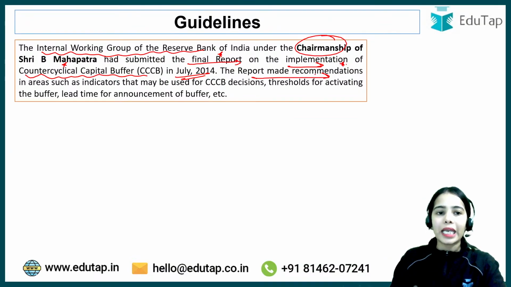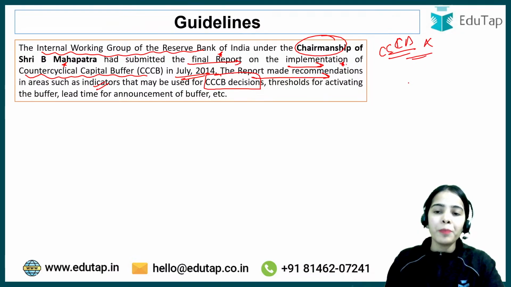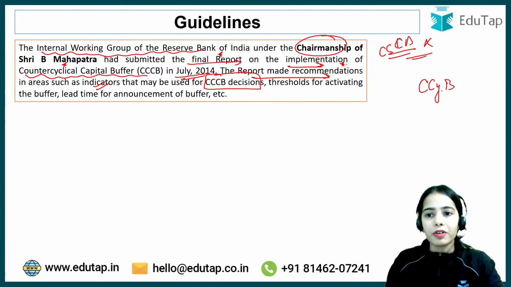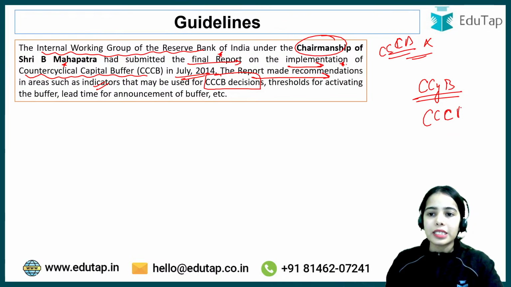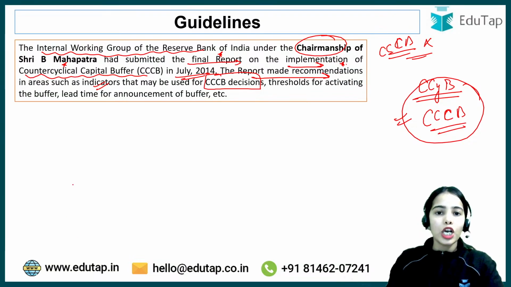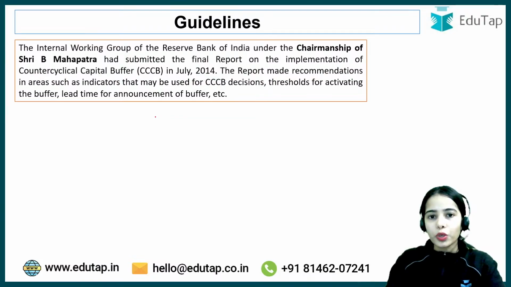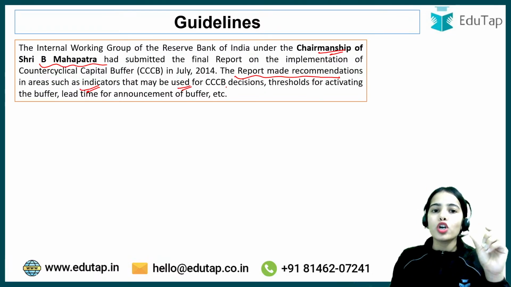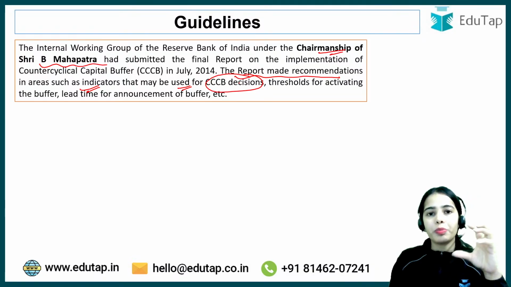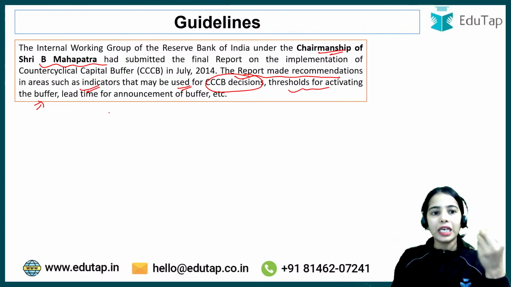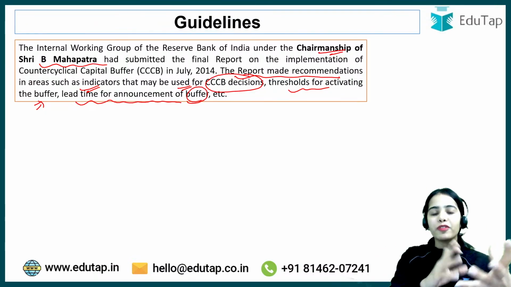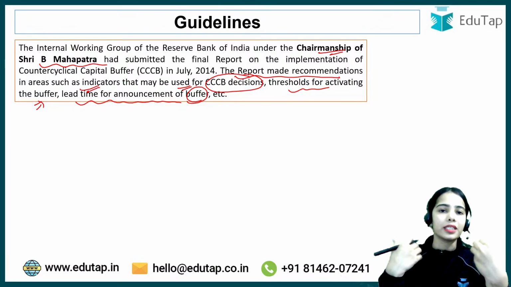The report made recommendations in areas such as the indicators that may be used for deciding whether the counter-cyclical capital buffer should be initiated or not. Okay, so in the recent press releases, counter-cyclical capital buffer is written in this manner, but in the previous guidelines of 2014-2015, it is written in that manner. So they both mean the same. Do not get confused. The report also made recommendations on the thresholds for activating the buffer, that is, what should be the threshold on which the buffer should be activated, and the lead time for announcement of the buffer, that is, how many days or weeks before the counter-cyclical capital buffer has to be announced.